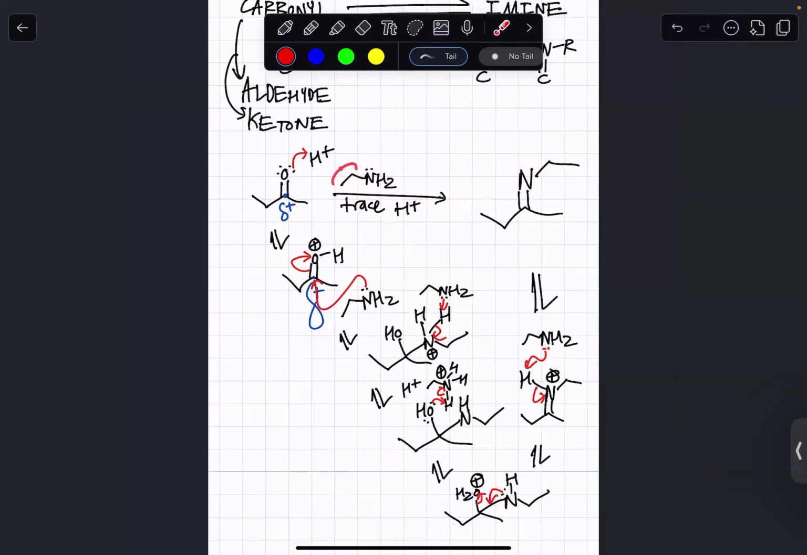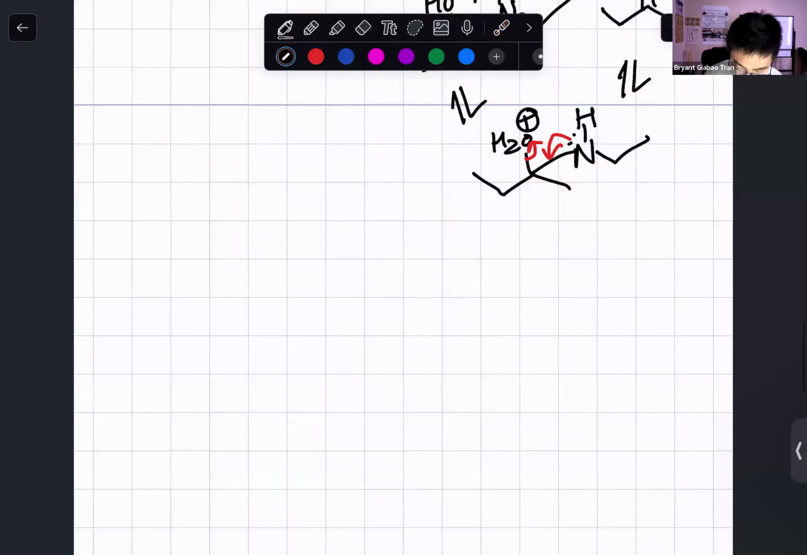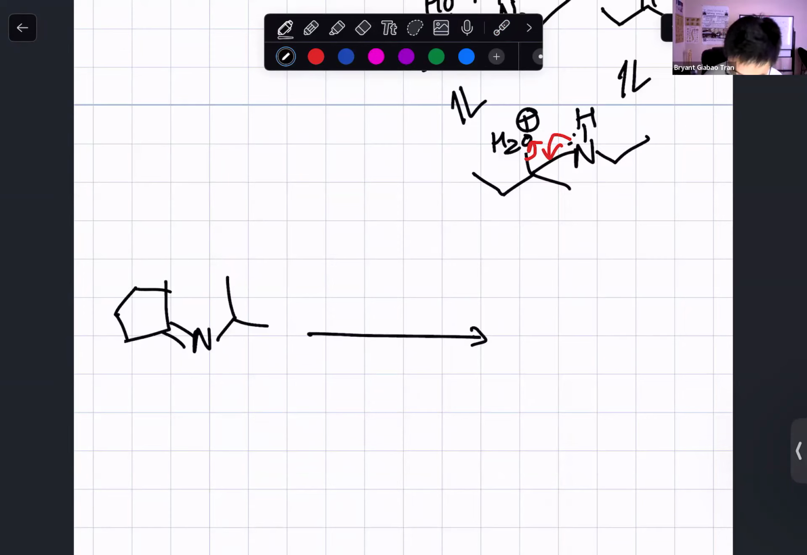If that was ammonia, NH3, then this would be a hydrogen, right? If we used NH3 instead, but we used a primary amine where the R group is attached, the R group is attached to the nitrogen of the imine right there. Okay. Now, let me give you some random imine, right? And then I want you to describe to me what would be the mechanism in the reverse reaction, right?